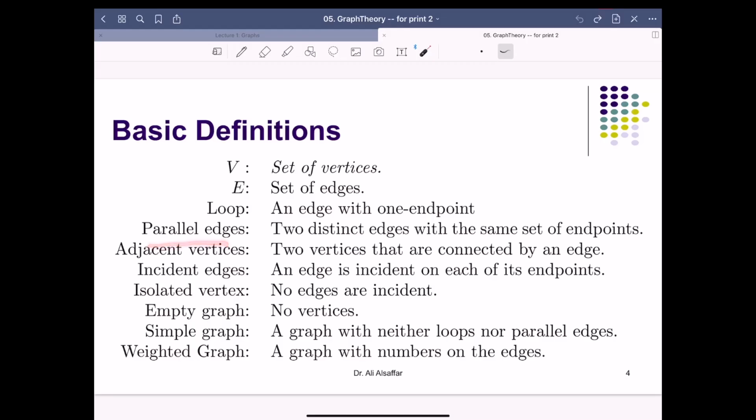Parallel edges. They are two distinct, which means different, edges with the same set of end points. These end points are vertices. We can draw it as follows. Suppose we have this first vertex, and suppose this is another vertex. If we connect them by an edge, and then we have another edge connecting these two vertices, then we say that these two are parallel, because they share the same endpoints.